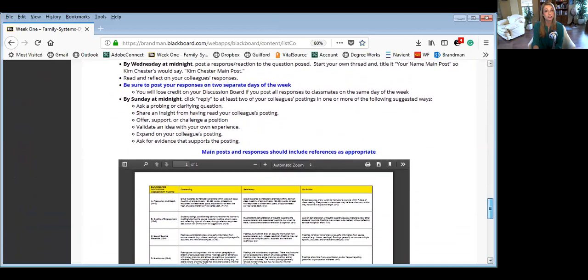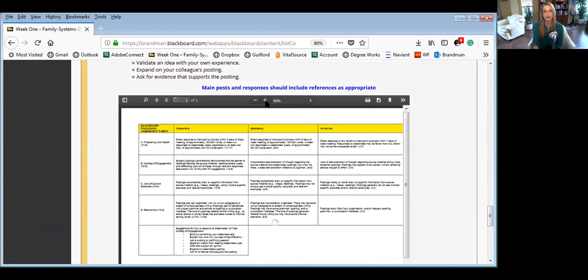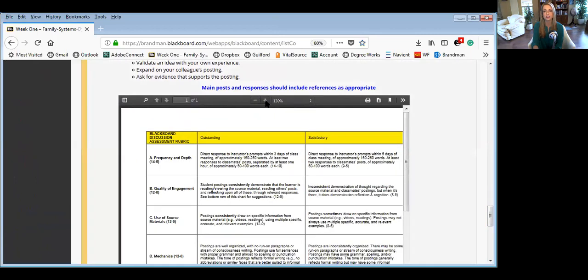If you're curious about how your discussion board will be graded, go ahead and take a look at the rubric. It's a pretty general rubric. It comes up real small here, but you can zoom in and determine what an outstanding post looks like and make sure that your post meets all of those criteria.